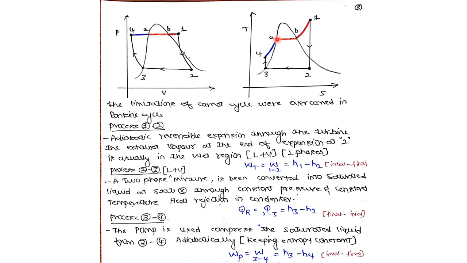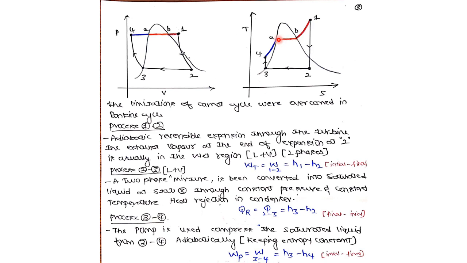From state A to state B, the liquid is completely getting converted into vapor at state B, without an increase in the temperature. During the phase change, there is no increase in the temperature. The temperature is constant throughout the process. Whatever heat you are giving is just utilized for conversion of its phase from state A, which is saturated liquid, to state B, which is saturated vapor.